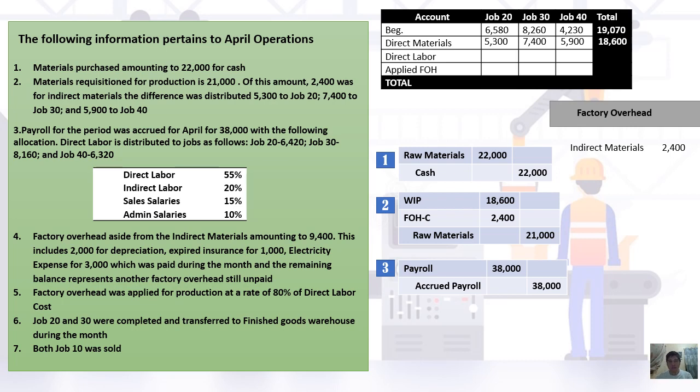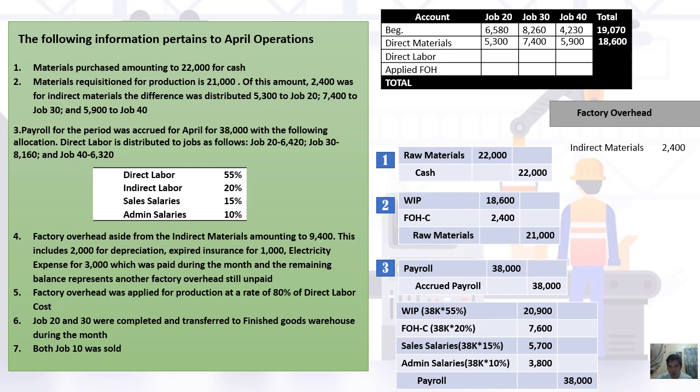So 55% daw napunta sa direct labor, 20% napunta kay indirect labor, sales salaries napuntang 15%, kay admin salaries naman ay 10%. So ilatag lang natin, so 38,000, so times 55% for direct labor, 20% pupunta na kay indirect labor, and so on and so forth. So our journal entry should look like this.